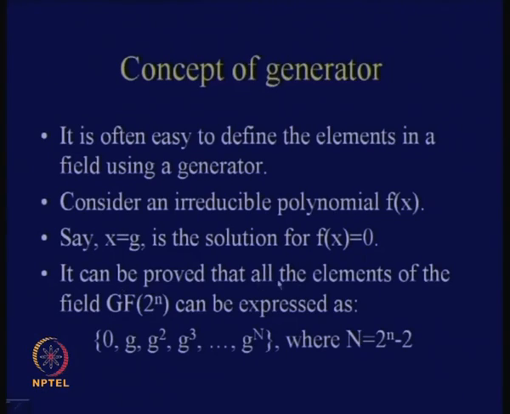It can actually be proved that all the elements of the field GF(2^n) can be expressed in this form: I take 0 and the others I generate by G, G square, G power 3, and so on till G power N, where N is equal to 2 to the power of small n minus 2.